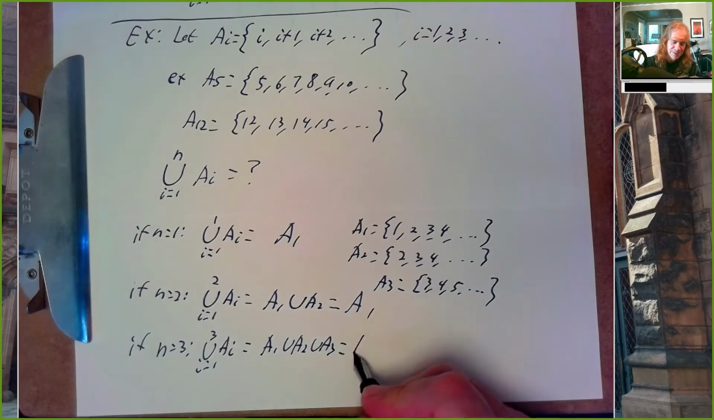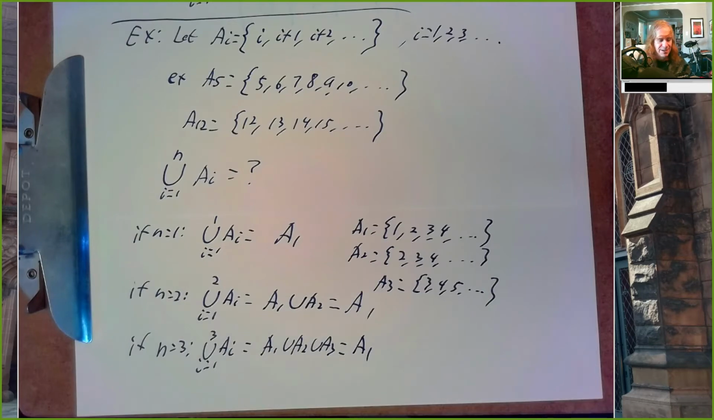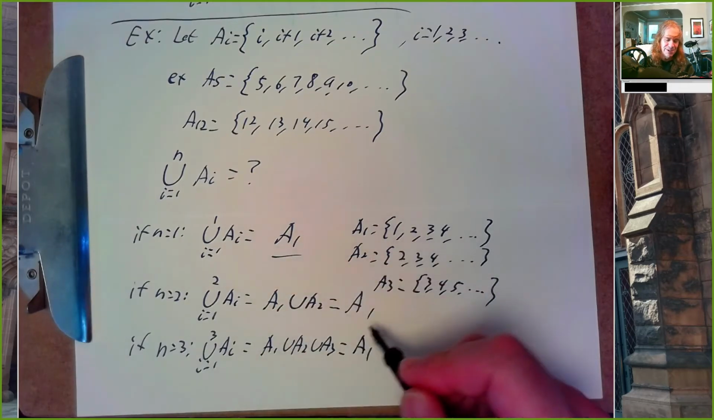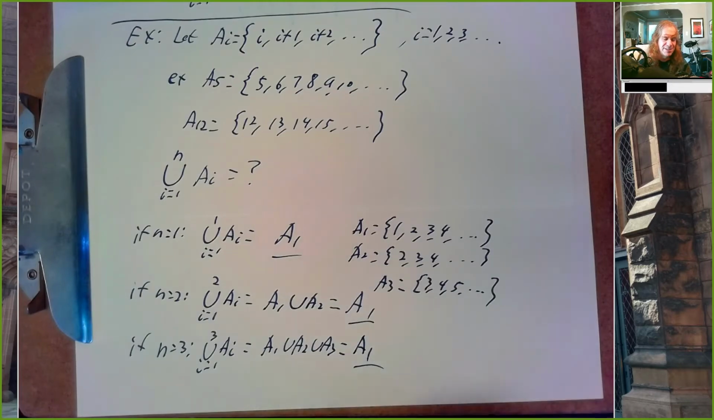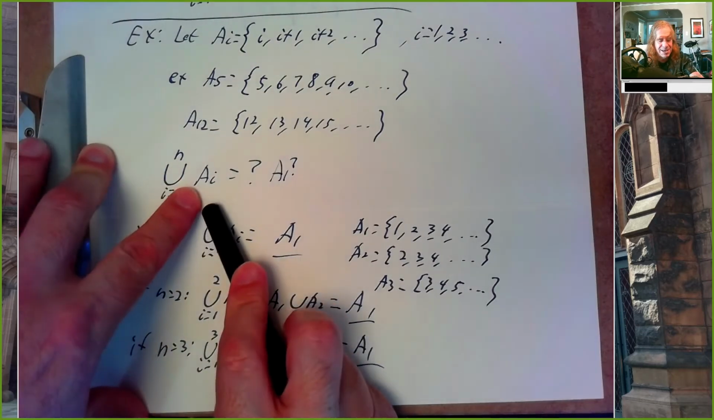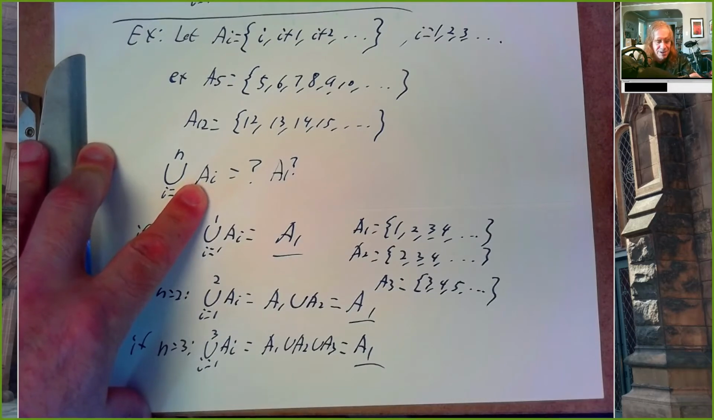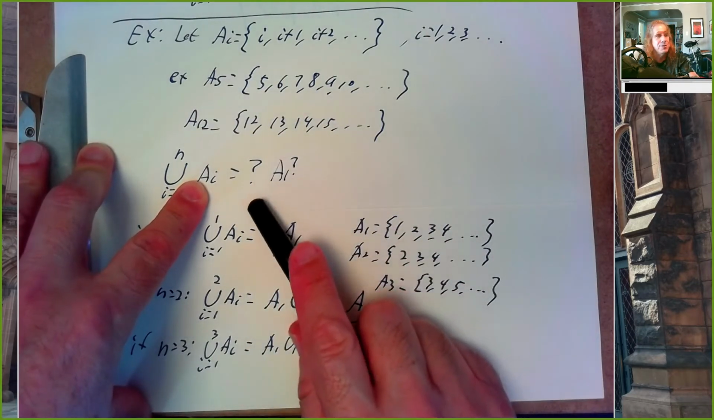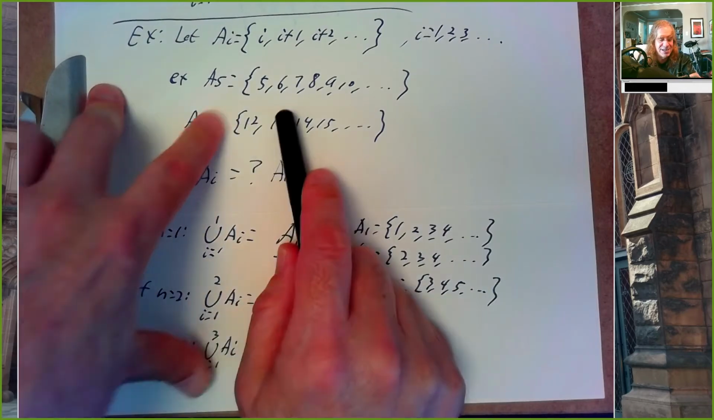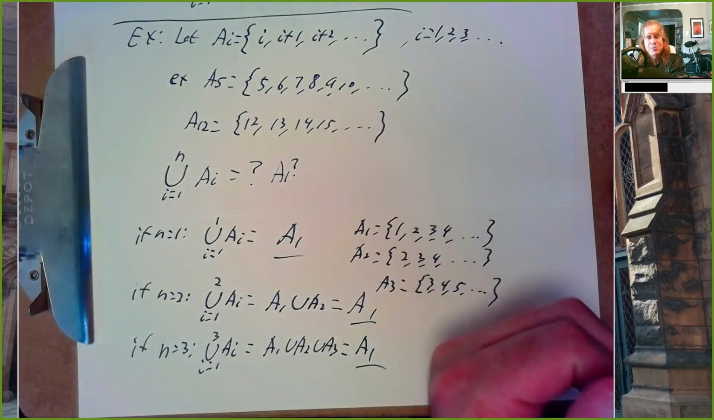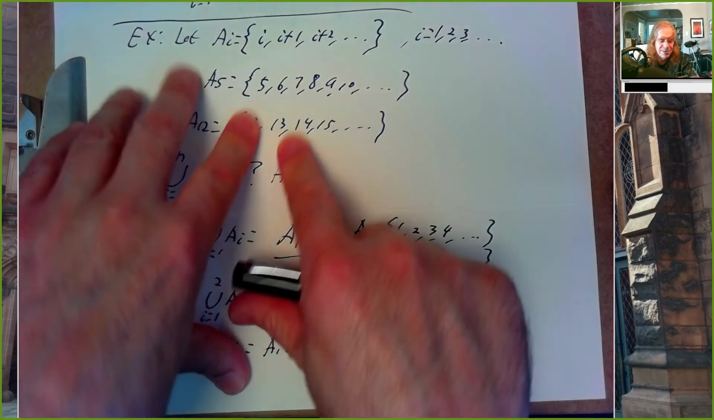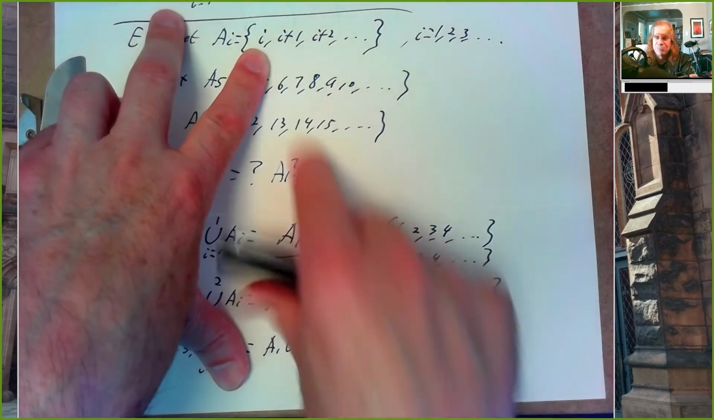That's also A1. And so for n equals 1, 2, 3, the answer was always A1. And we might hypothesize that the answer for any n is going to be A1. And if we think about that, we can probably convince ourselves that's true, legitimately. Because if I look at this, this is A1 union with some other stuff. Well, every A sub i is a subset of A1. Every one of these A sub i's is the same as A1, it just starts further out in the sequence. And so adding any or all of these to A1 is just going to give me A1.